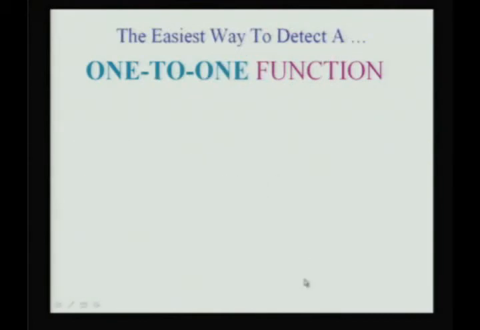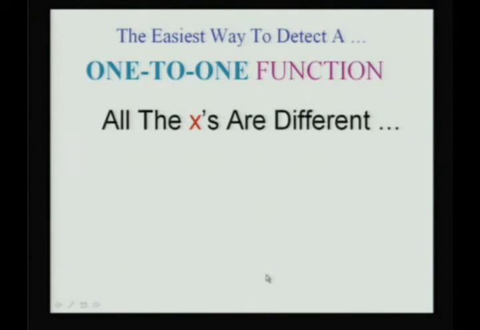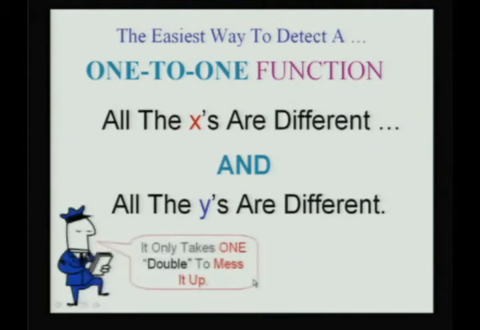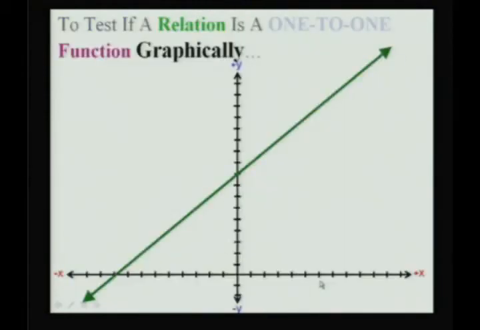Okay? The easiest way, I think, is if all the x's are different and all the y's are different, you'll have a one-to-one function. Okay? But it only takes one pair to mess it up.